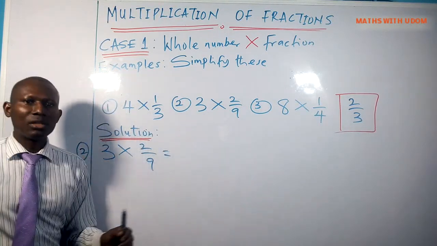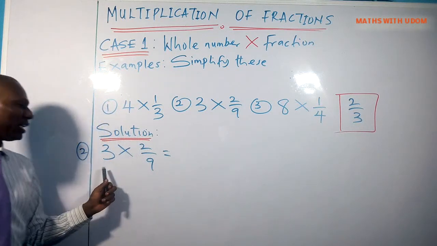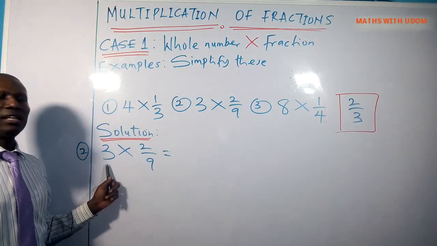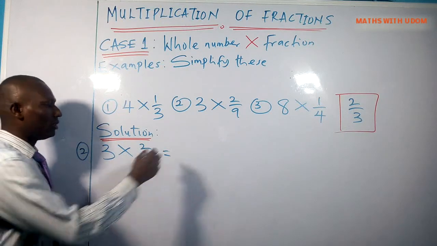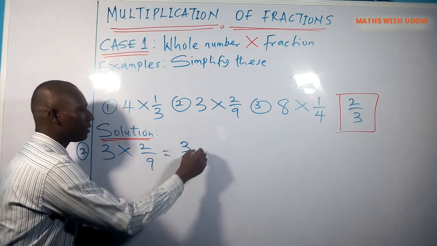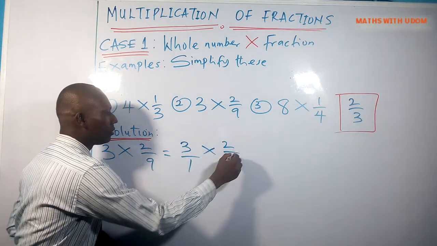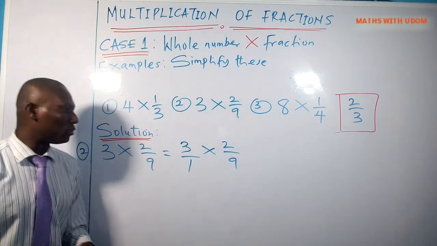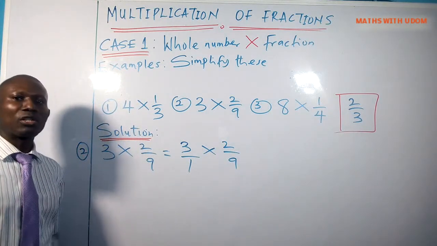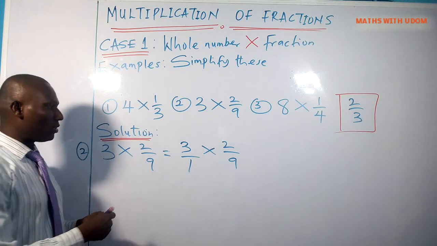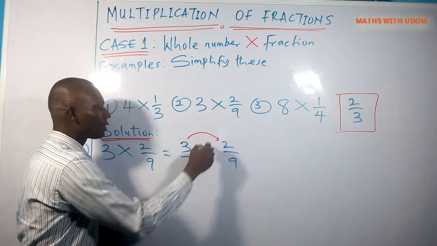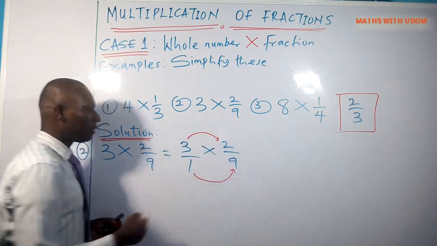The second method is to write 3 in its equivalent. So 3 is the same thing as 3 over 1. So we have 3 over 1 multiplied by what? 2 over 9. And the next thing we need to do is to multiply the numerator and denominator separately. So the numerator multiplies numerator, denominator multiplies denominator.